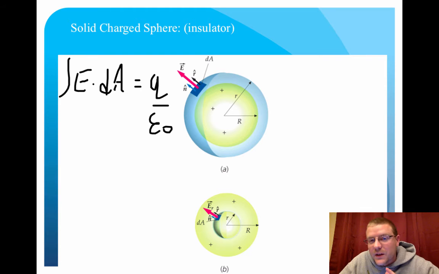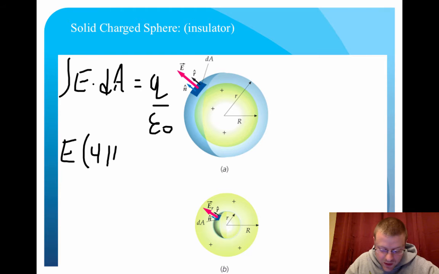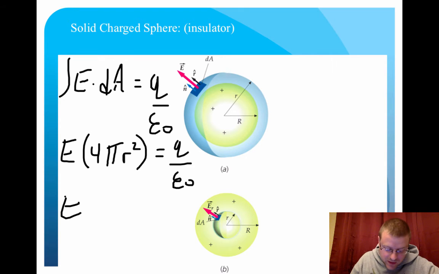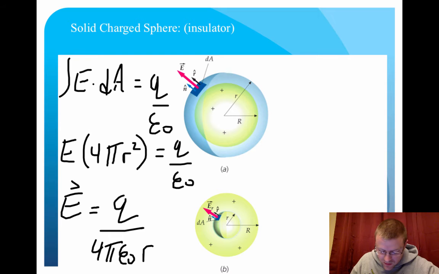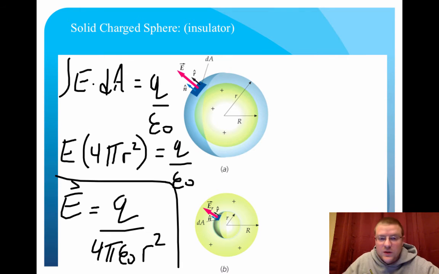Again, as long as my Gaussian sphere is uniform, then the electric field will be the same everywhere, which means I'll have E times the area of my Gaussian surface, which is 4 pi r squared, equals Q over epsilon 0. So outside the solid sphere, the electric field is Q over 4 pi epsilon 0 r squared, which is no different than the shell of charge or a point charge. We're back to point charge again. So as long as you're outside, everything looks like we've seen before.